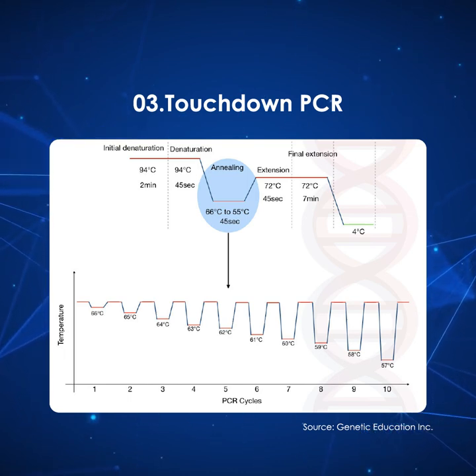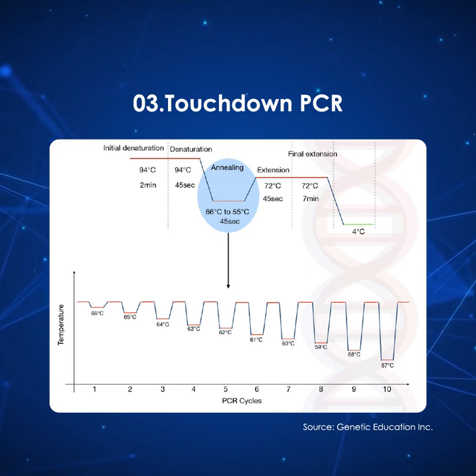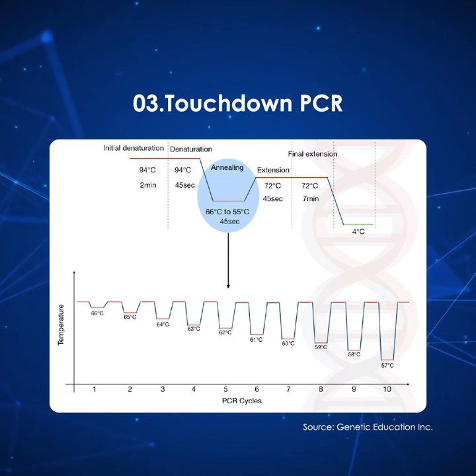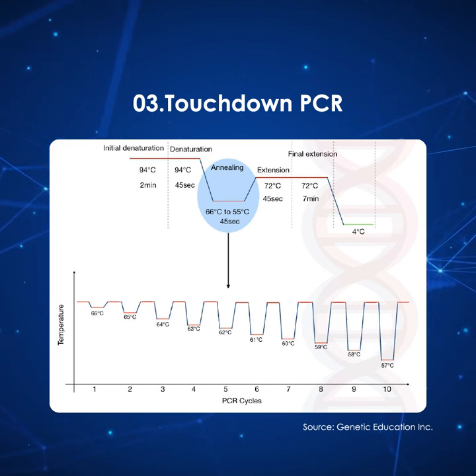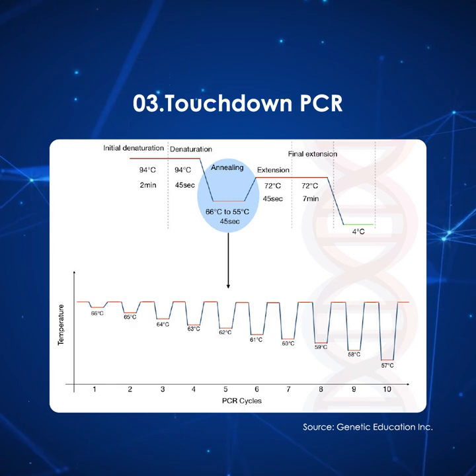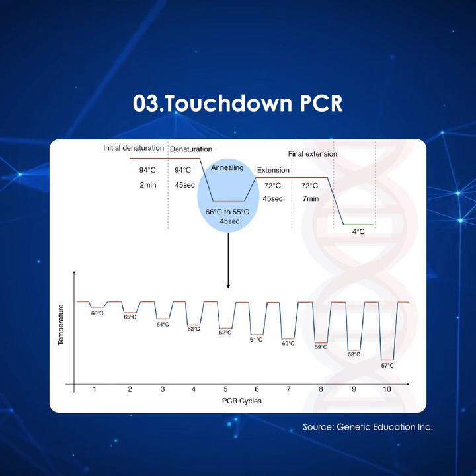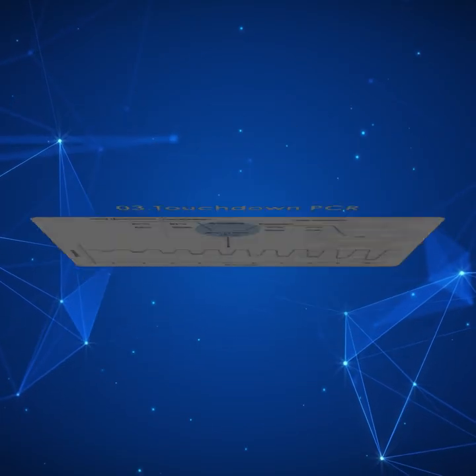Touchdown PCR can obtain a good amplification effect with only one reaction, avoiding the optimization and determination of the optimal renaturation temperature for each pair of primers. In addition, touchdown PCR largely weakens the restriction of instrument performance on the amplification effect.